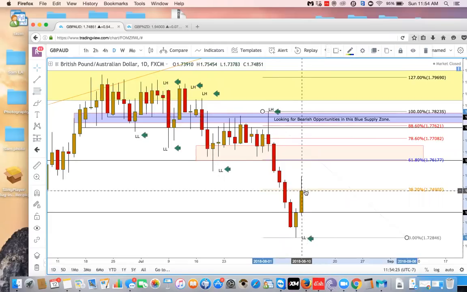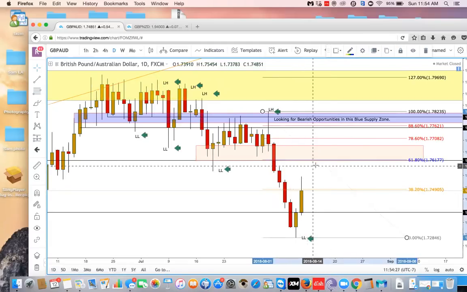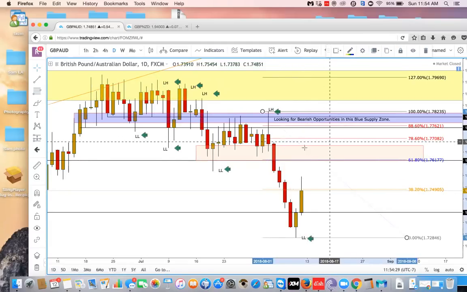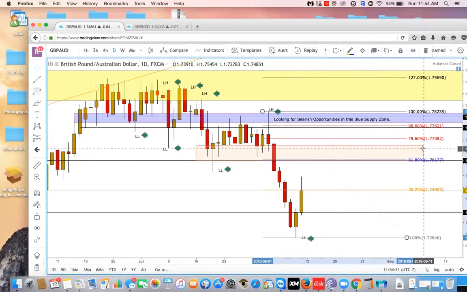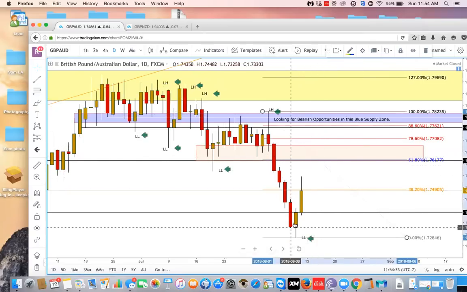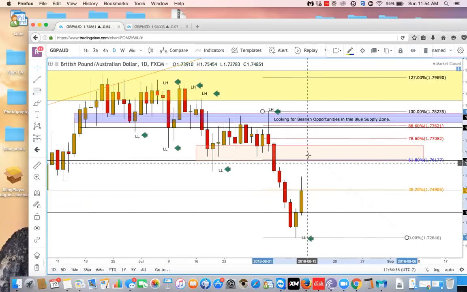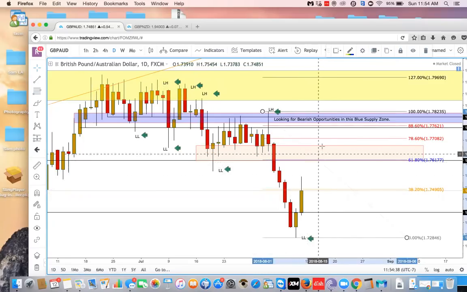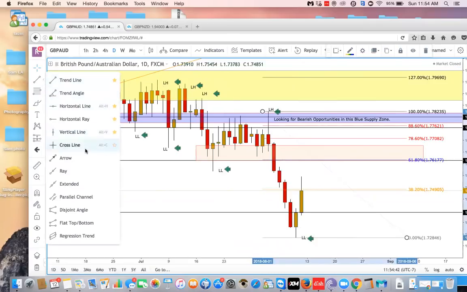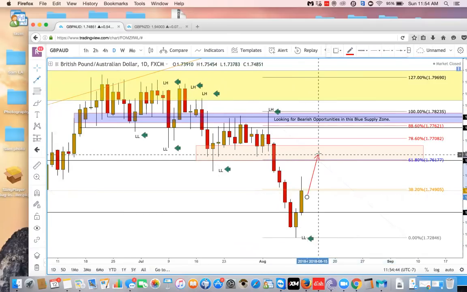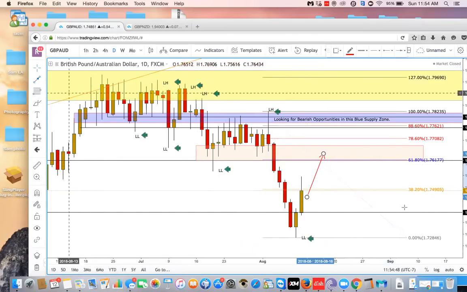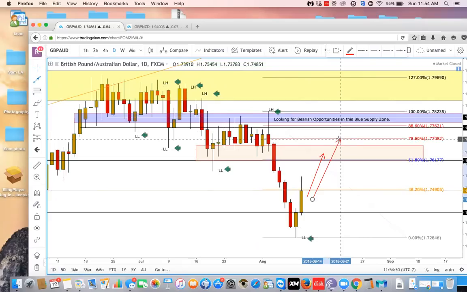So the 38.2 has already been hit. It looks like it's aligning for the 61 to the 78.6 to get hit. So for GBP AUD, I'm going to be looking for price to make a new lower high around this area so I can take it back down to the lows. Let me just draw an arrow for you guys. So you would want to see something either right here coming towards the 176 area or price pull a little bit higher towards the 177 area.